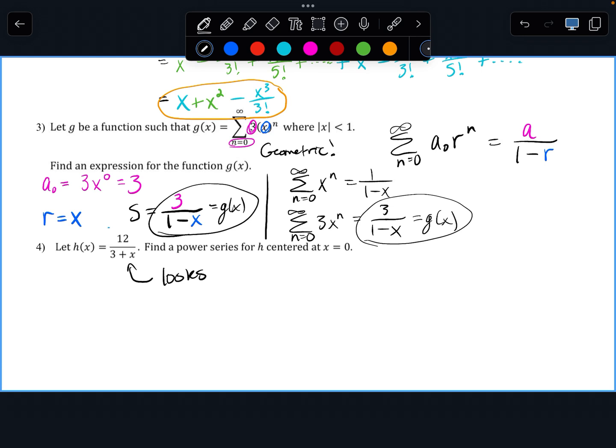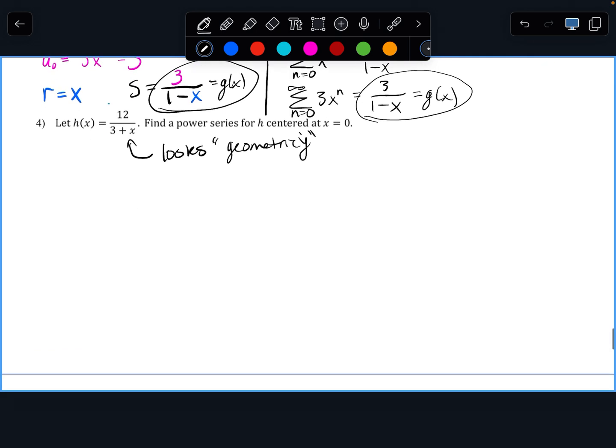So it looks geometric-y. That's what goes on in my brain. Geometric-y, that's a word, just go with it. Okay, so again, the way you can manipulate it is, your goal is to make it look like the S equals A over 1 minus R thing. You want it in that form.